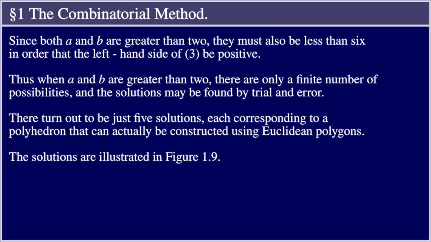Since both A and B are greater than 2, they must also be less than 6 in order that the left-hand side of 3 be positive. Thus, when A and B are greater than 2, there are only a finite number of possibilities, and the solutions may be found by trial and error. There turn out to be just 5 solutions, each corresponding to a polyhedron that can actually be constructed using Euclidean polygons. The solutions are illustrated in Figure 1.9.